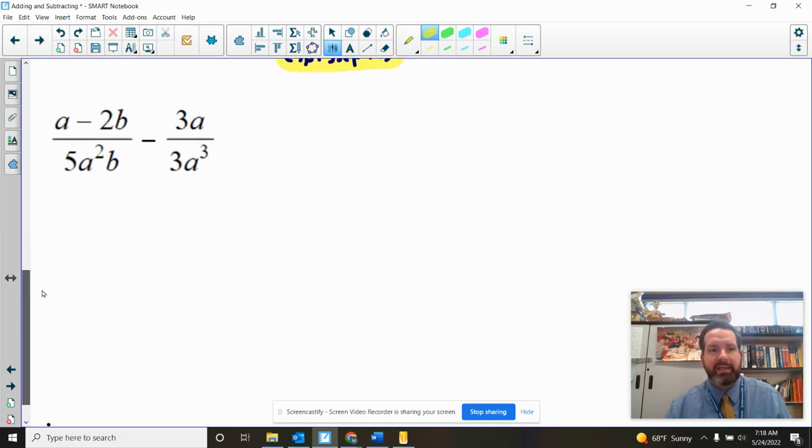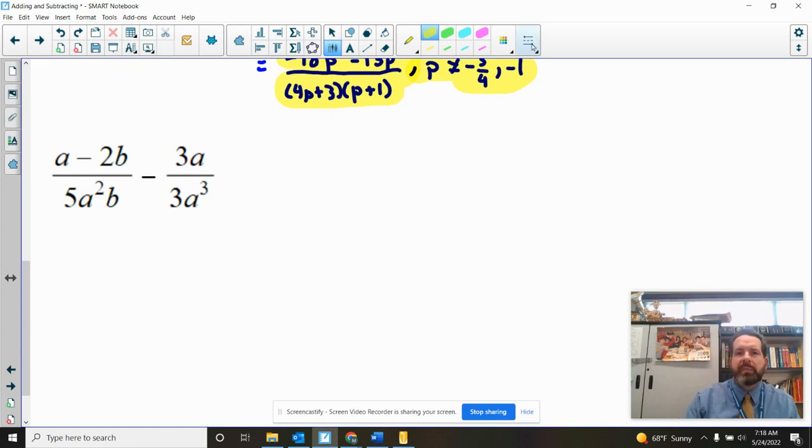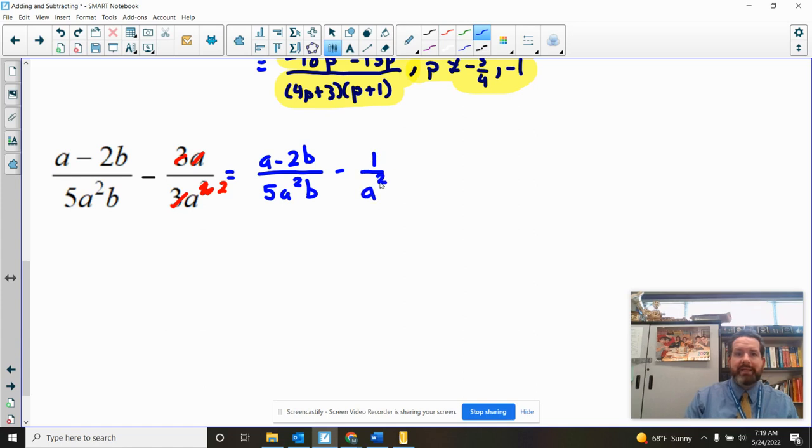And then lastly, let's give this one a shot. First check, are there things that we can reduce? In the first one, no, because there's no a minus 2b factor on the bottom, and the top doesn't factor at all. So leave the first fraction alone, please. But in the second one, yes, the 3's reduce, and then one of the top a's reduces with one of the bottom a's, meaning we just have an a to the second on the bottom. So minus 1 over a to the second.